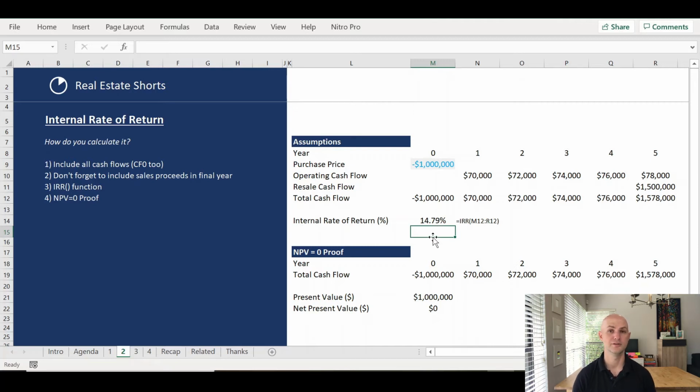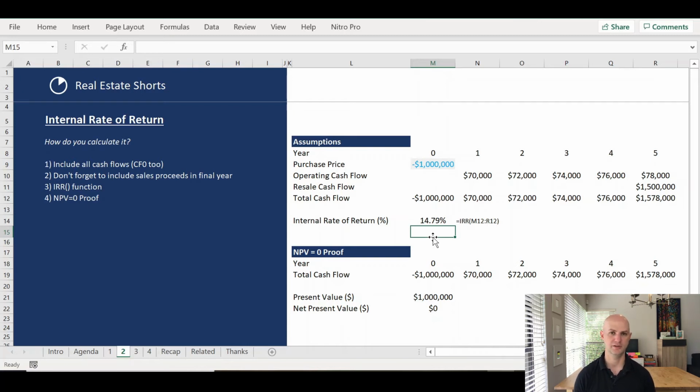So what does this really mean to you? This means that you are earning a 14.7% return on that $1 million invested on average every year for the next 5 years. And this is a really powerful statement because now you can use this to compare investment alternatives. We'll dive into that next.